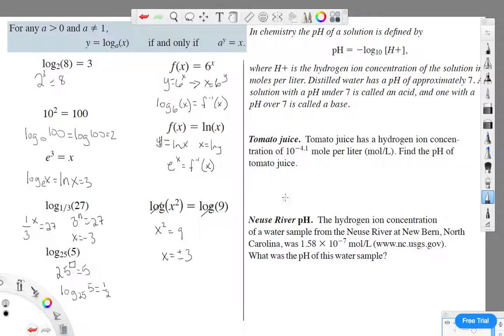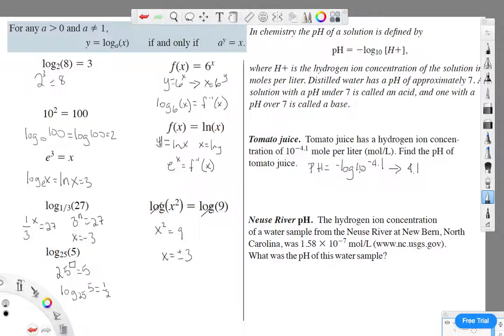Tomato juice has a hydrogen ion concentration of 10 to the negative 4.1 moles per liter. Find the pH. We already have the equation up here, so we know our pH is equal to negative log, we don't need to say base 10, of 10 to the negative 4.1. And so our answer here is quite simple. pH then is equal to 4.1.